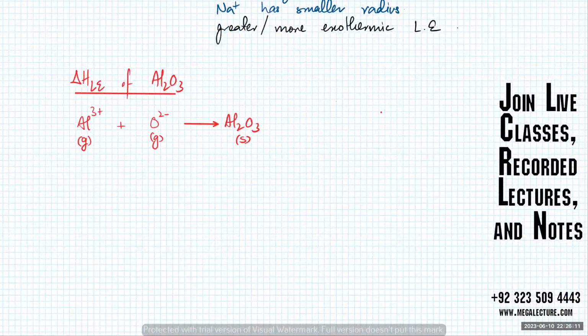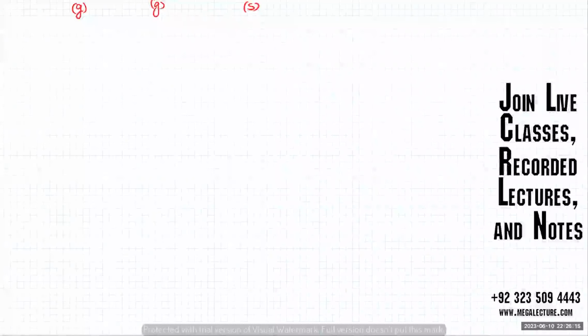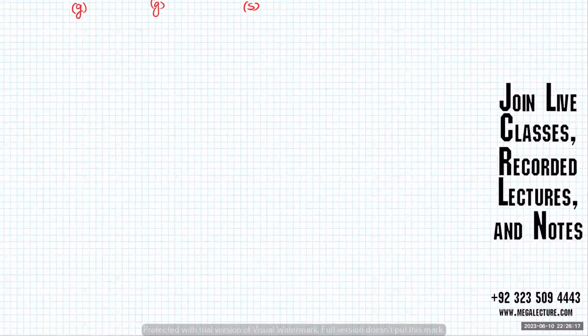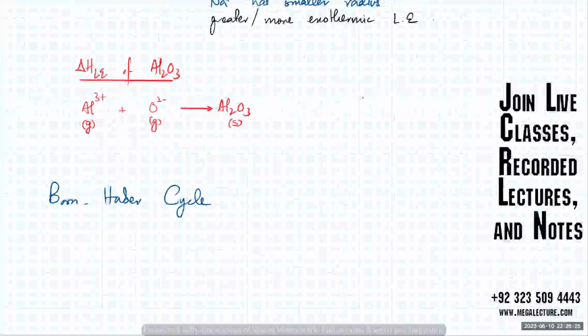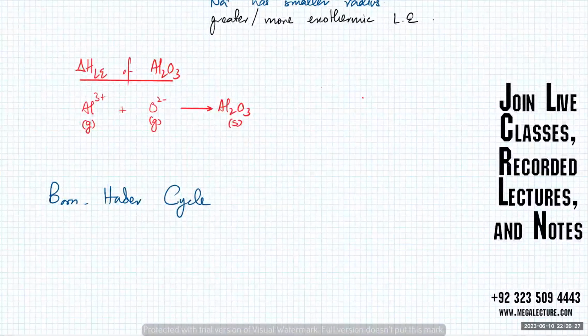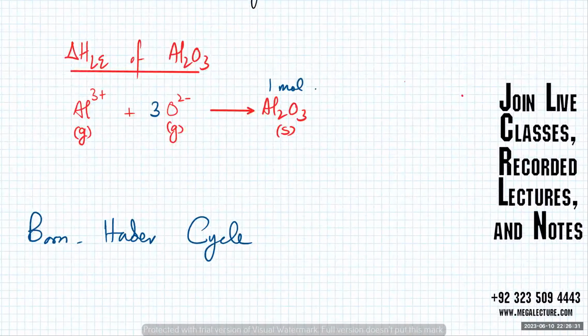So now next, the final thing is your Born-Haber cycle. For that equation, does it need to be balanced, or is it just going to say it that way? It has to be balanced. This has to be 1 mole. So there's going to be 3 O2 minus and 2 Al3 plus ions. Is that clear?